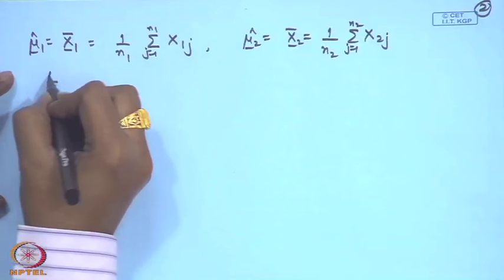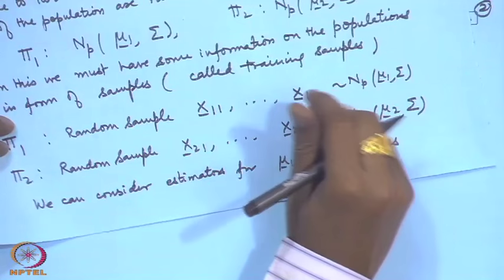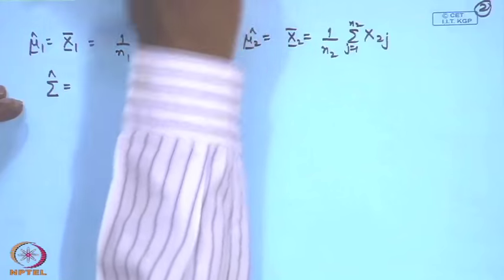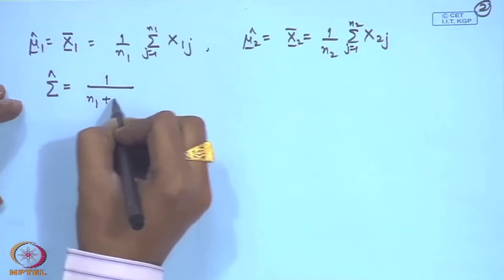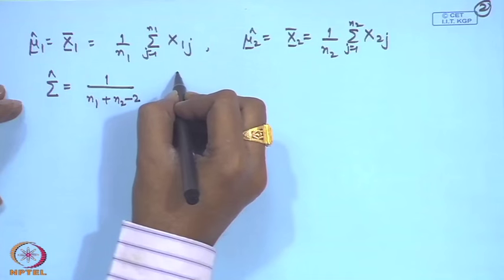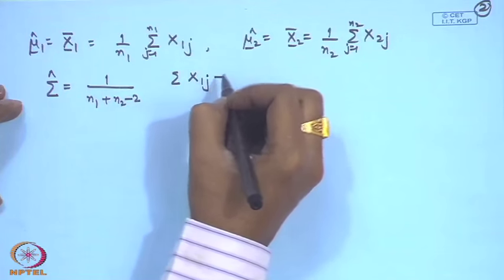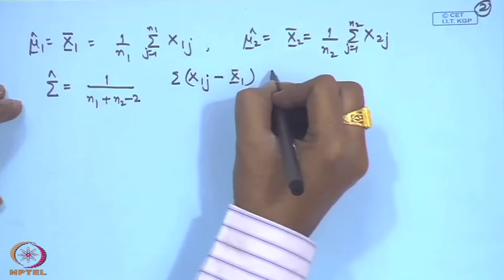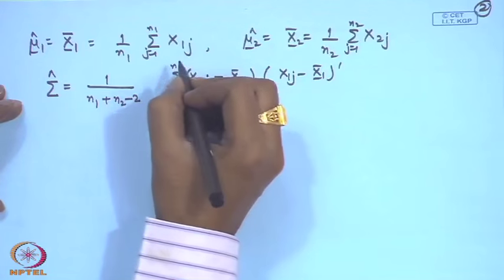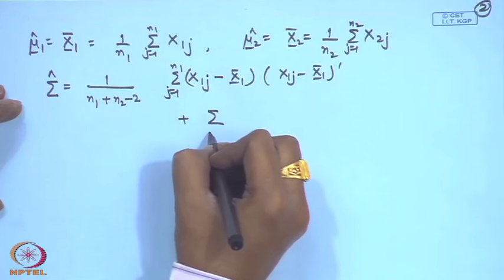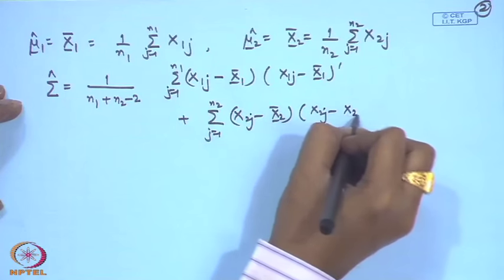And for sigma, since sigma is common and we write the joint likelihood function, the sufficient statistics basically reduce to pooling. If we want to consider the unbiased estimator, then it will be 1 by n 1 plus n 2 minus 2, times sigma over j from 1 to n 1 of (x 1 j minus x 1 bar)(x 1 j minus x 1 bar) transpose, plus sigma over j from 1 to n 2 of (x 2 j minus x 2 bar)(x 2 j minus x 2 bar) transpose.